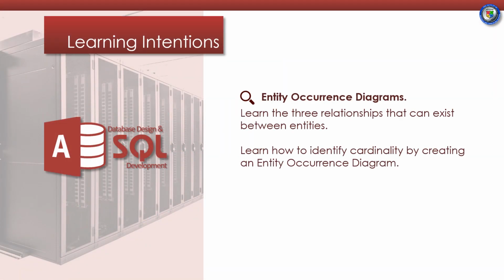Our learning intentions for today are as follows. We'll learn the three relationships that can exist between entities. We'll learn how to identify cardinality by creating an entity occurrence diagram.